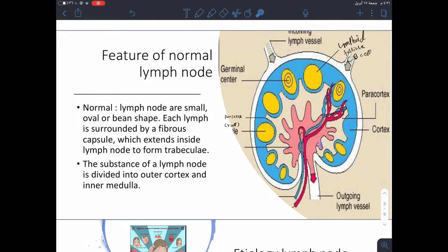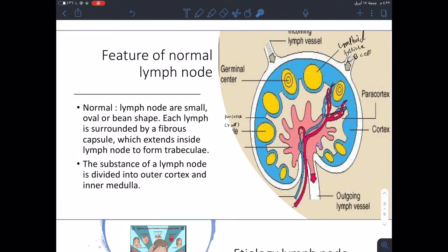The features of normal lymph node. So see with me in this beautiful picture. The lymph nodes are small, oval or bean shaped. Each lymph node is surrounded by a capsule. This capsule extends inside to form trabeculae. The substance of the lymph node is divided into the outer part and the inner part. The outer one is called the cortex and the inner is called the medulla.